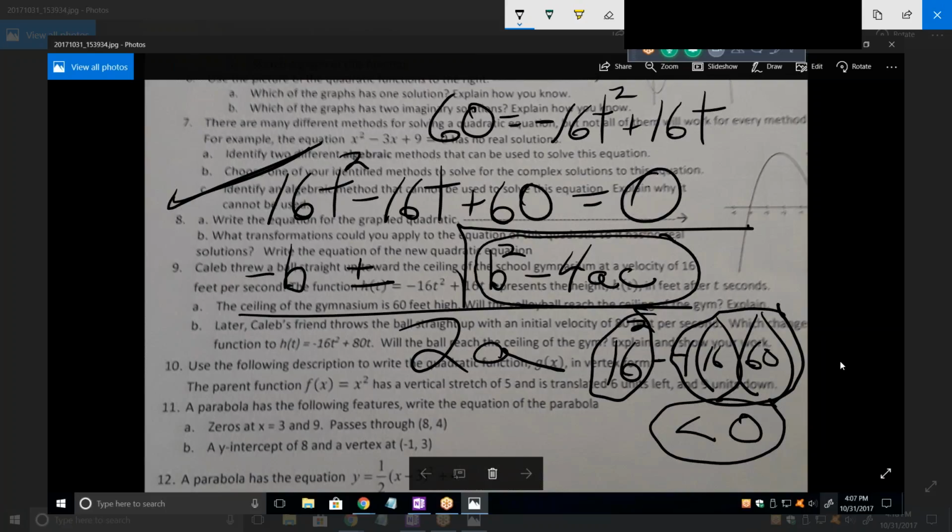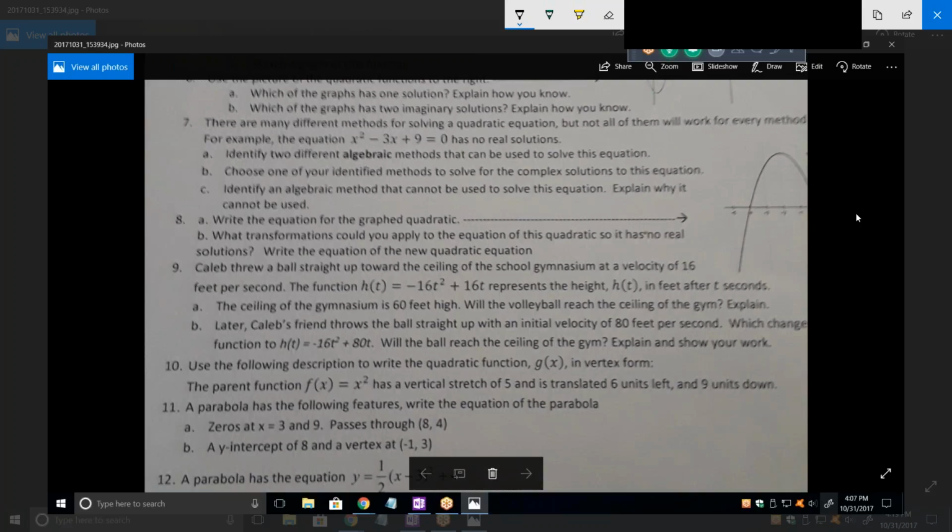Because they told us the ceiling was 60 feet high, so I plugged that in for h of t. H of t is the height. So I plugged in the height of the ceiling to see if I could solve that quadratic. And I couldn't. Okay. Now, let's see what else they're asking for here.